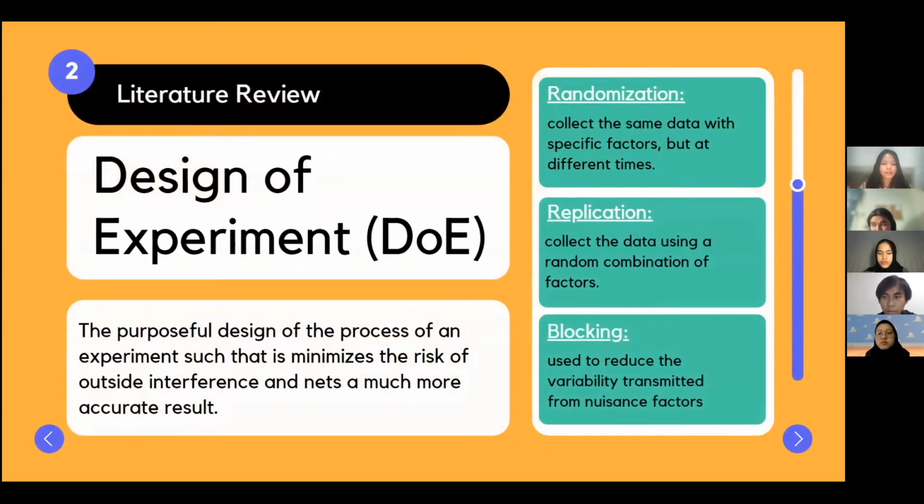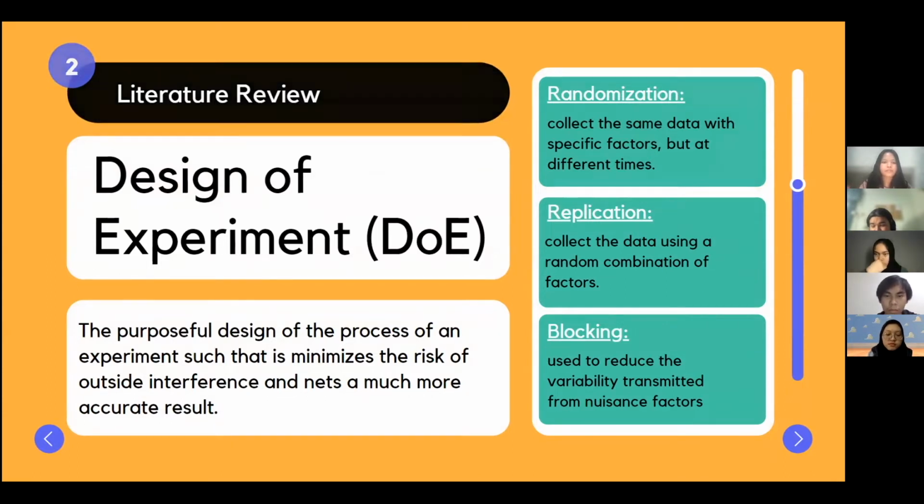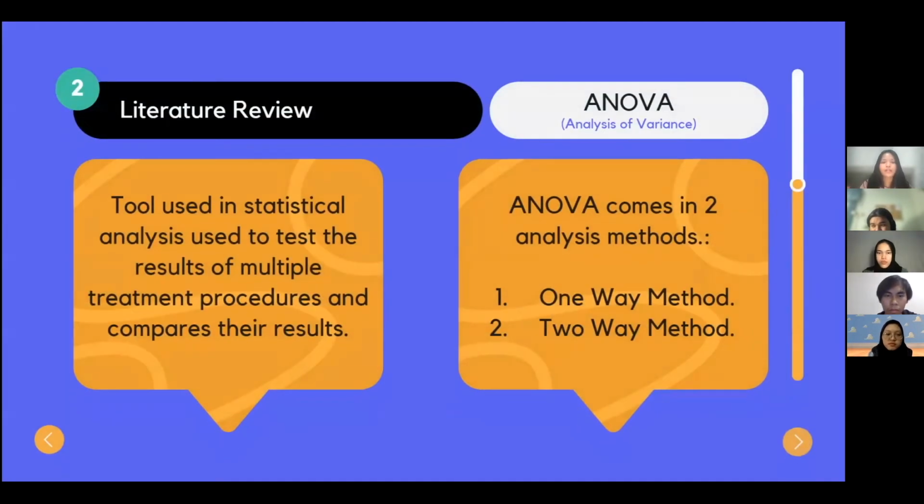In the next part, we have design of experiment. It is the purposeful design of the process of an experiment, such as minimizing the risk of outside interference, for a much more accurate result. The basic theory has 3 parts: randomization, replication, and blocking. ANOVA, or analysis of variance, is probably the most widely used statistical method for hypothesis testing. This statistical analysis is used to test the results of multiple treatment procedures and compare the results. ANOVA comes in 2 analysis methods, the one-way method and the two-way method.